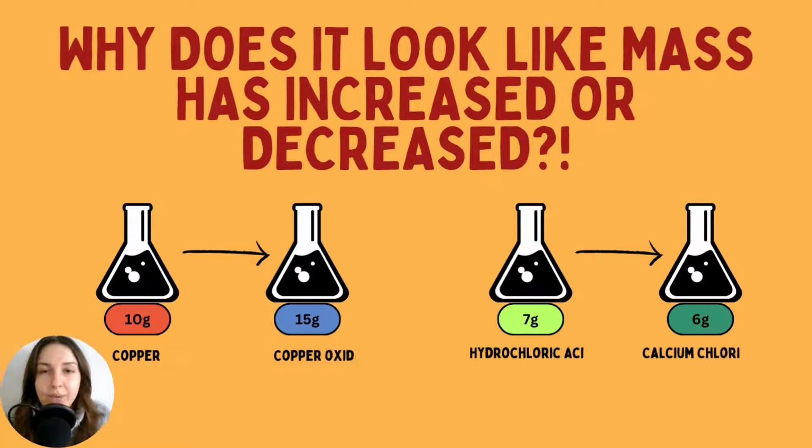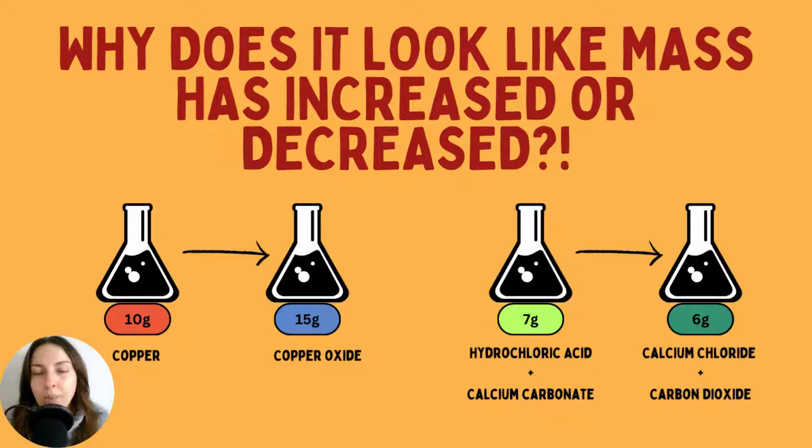So if we have a look here, we can say, why does it look like in some reactions the mass actually changes? I've had lots of students ask me in the past, and also there are exam questions linked to this, that sometimes it will appear that the mass has actually changed. So we can see that we have an example of copper reacting and it forms copper oxide, and it appears to have gained mass actually in this example. And this is because copper oxide has formed.